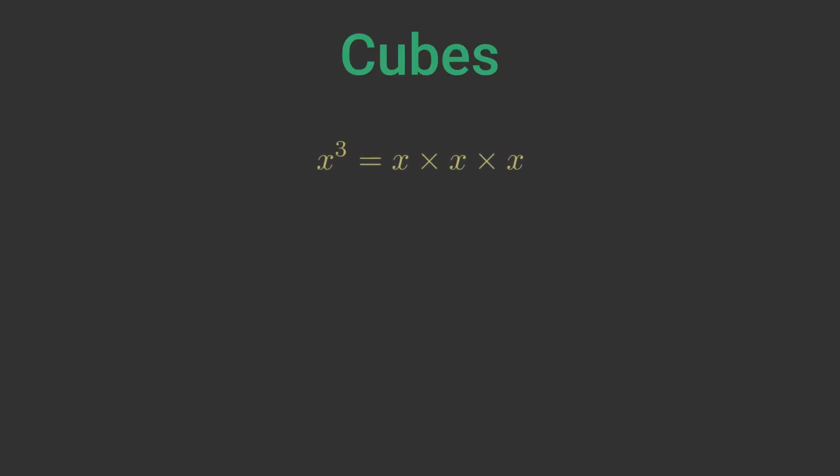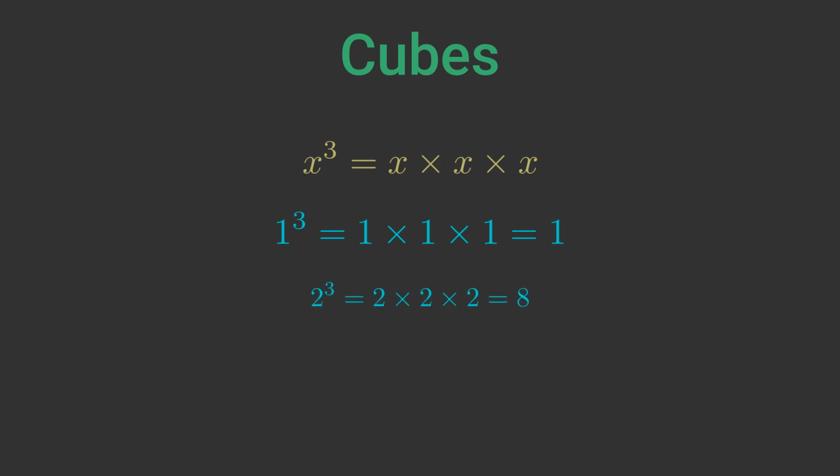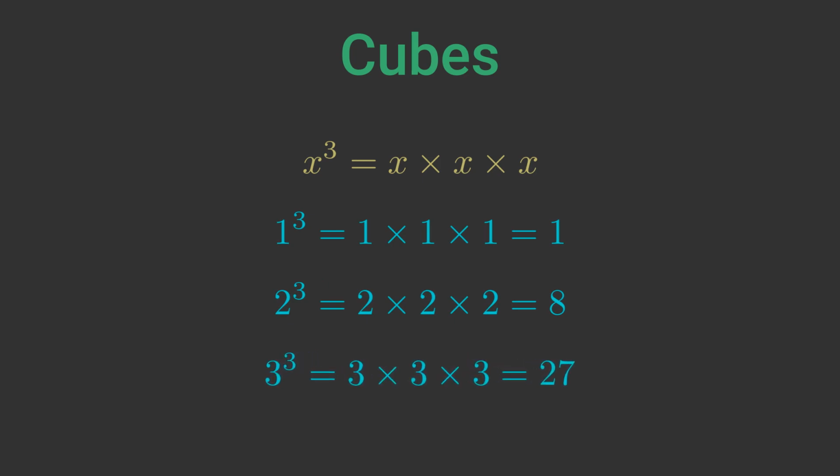We know that the cube of x is equal to x times x times x. It is easy to calculate the cubes of the first few integers. 1 cubed is 1 times 1 times 1, which of course is 1. 2 cubed is 2 times 2 times 2, which is 8. 3 cubed is 3 times 3 times 3, which is 9 times 3, or 27.